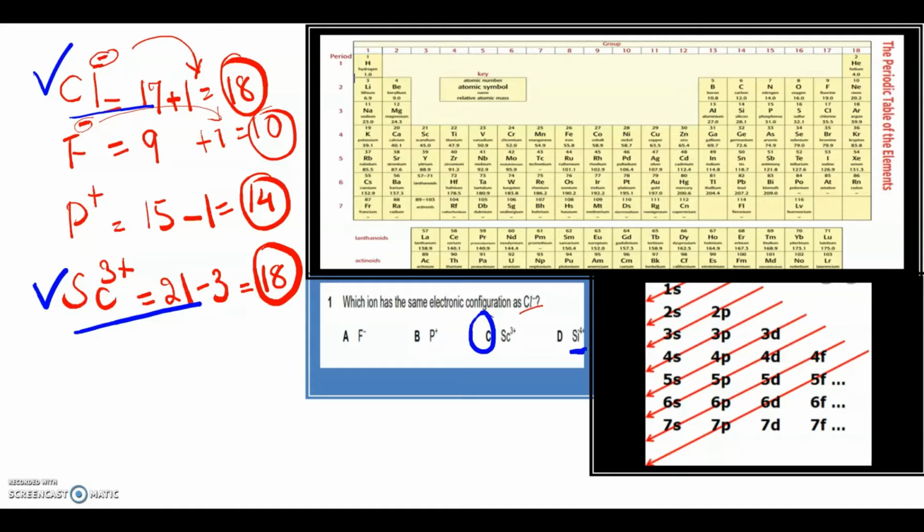You can also check this Si4 plus: 14 minus 4, it lost 4 electrons, so it has 10 electrons. So your option C is the correct option.